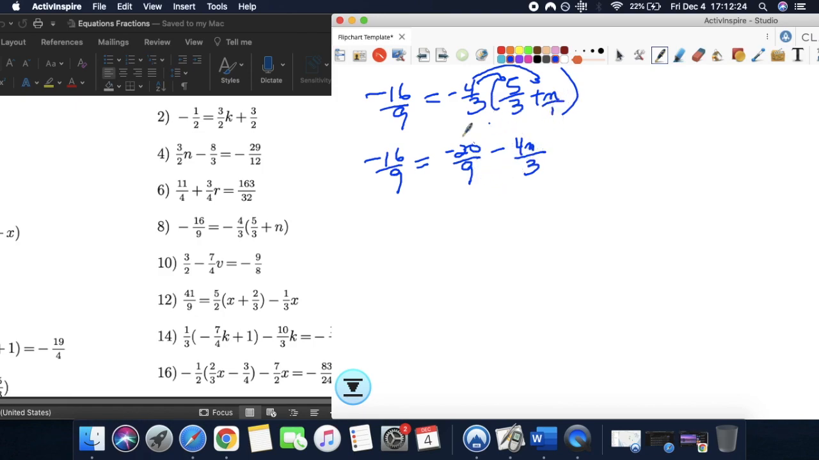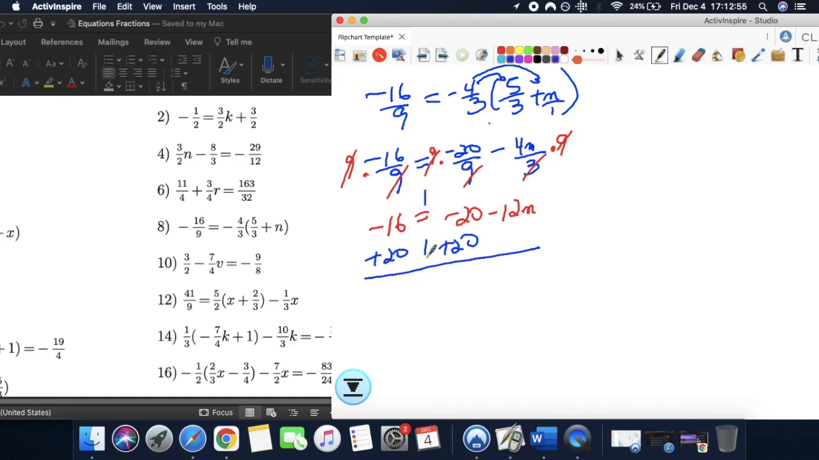So now I can definitely multiply every single term in here by 9. And that's going to give me negative 16, this 9 will go away. Negative 20. And then here, 9 divided by 3 is going to be 3, and 3 times 4 on the top is going to give me 12. Okay, so I am going to add 20 on both sides.